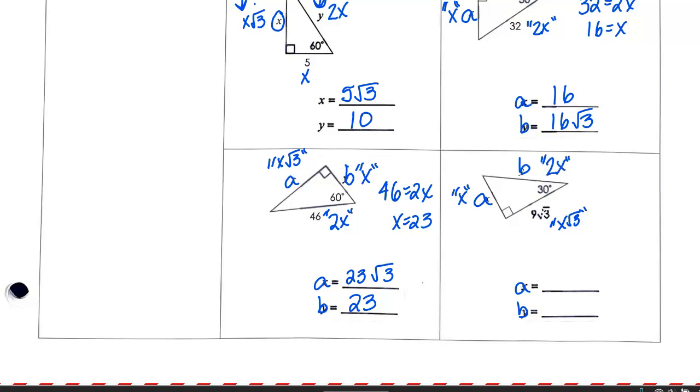Our hypotenuse is 2X. All right, you'll see this is fairly easy as well because we can tell this is 9 square root of 3, and so that means this is our X. So that means A is 9 and B is 2 times 9, which is 18.